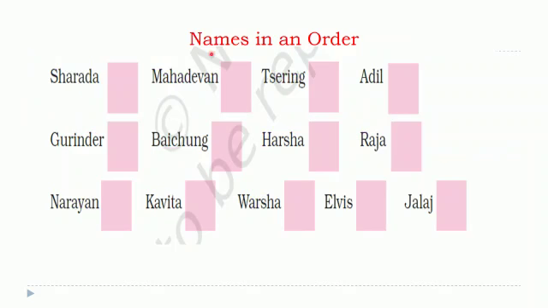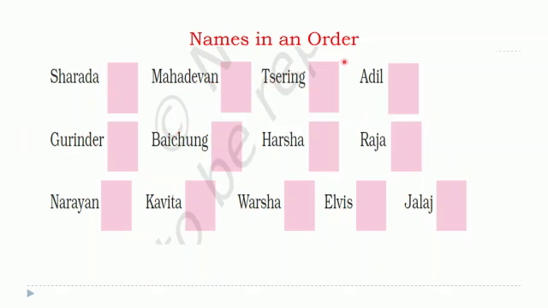Now we have to arrange the names in an order. Order means they want alphabetical order. If you see your roll numbers, they are arranged in alphabetical order. So the name which begins with A will have roll number 1. The name which begins with B will have roll number 2. So similarly here also a few names are given and we have to arrange them in alphabetical order.